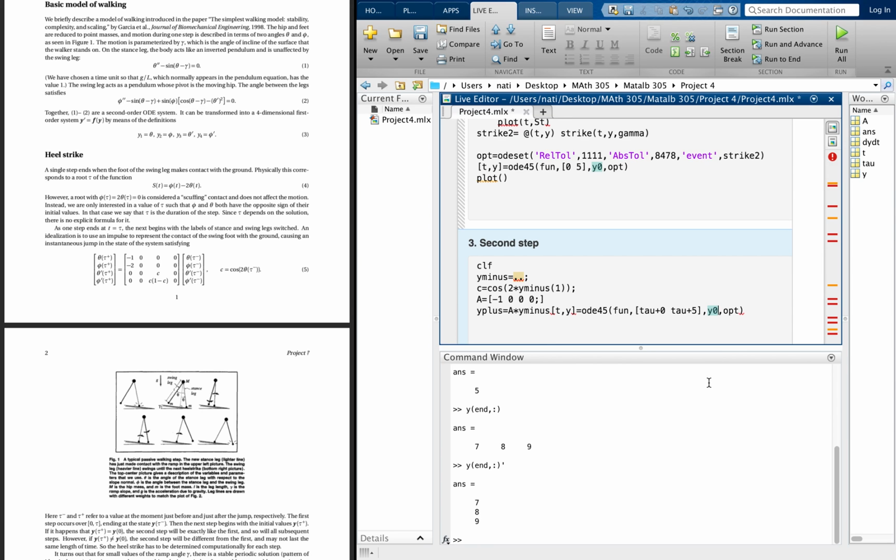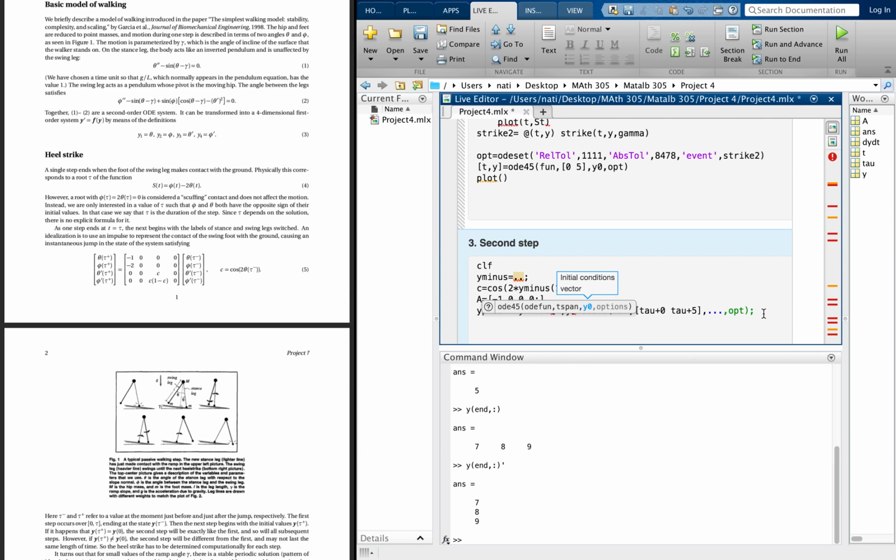Now, y naught is not going to be y naught anymore. Y naught now is going to be y minus, because the initial conditions for our second step are the end conditions of our first step. And that's why our initial conditions are now going to be y minus, and that's why we put them in terms of a column vector.